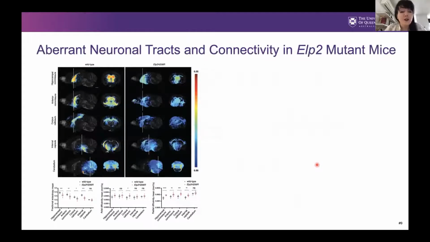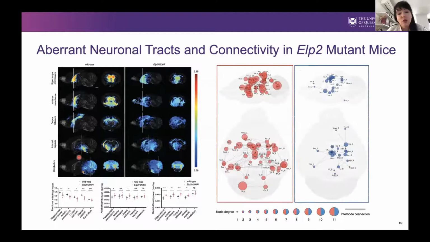Then we employed diffusion tensor MRI imaging to analyze tractography in the mutant ELP2 mice, and we analyzed 5 major brain tracts and found that these cortical tracts were altered. Their organization was quite defective. But then we also analyzed the connection between different structures of the brain, and we were able to say that there is an overall hyperactivity in the brain connectome, which is again commonly found in autism.